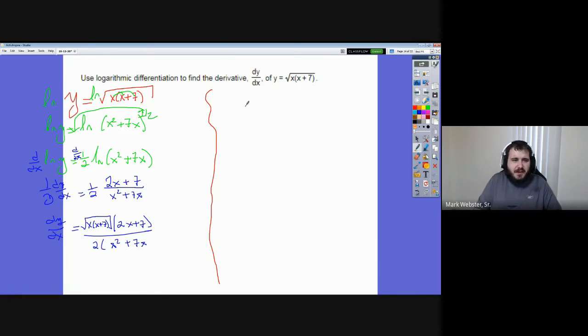Again, think about the difficulty comparatively of doing it this way. Right? First, you have to take the derivative of the outside. So 1/2 times x squared plus 7x raised to the negative 1/2, times the derivative of the inside, 2x plus 7. And then you have to bring this down here.